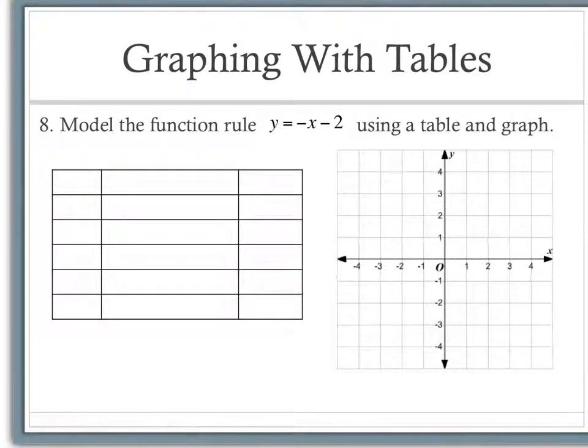Alright, here's our last example for graphing linear equations using tables. So it says model the function rule y equals negative x minus 2. And actually, if you want to hit pause, do this one on your own, and then you can check your answer to see if your graph is correct. But I'm going to go ahead and fill in my table, my x values, my function, and my ordered pair.